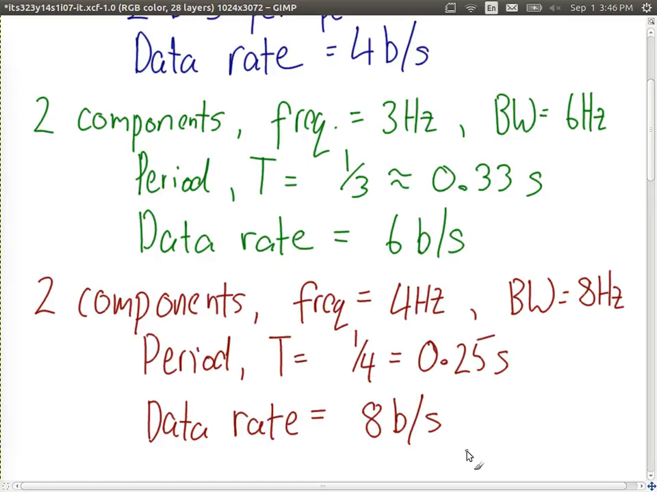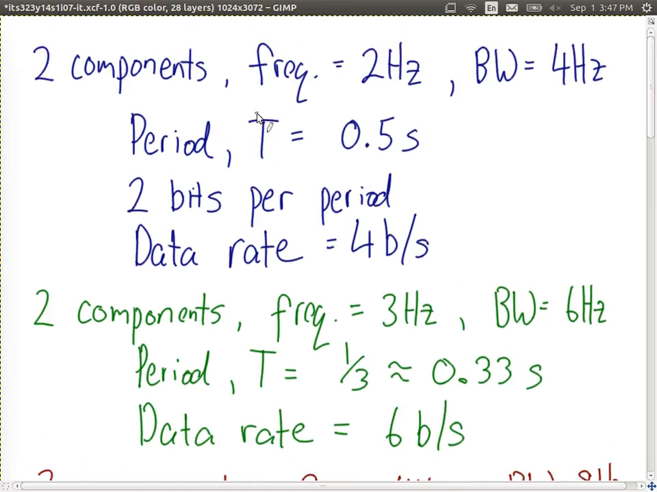What do you learn so far from these three signals? What trends can you observe? How do you get a high data rate? The first observation: all three had two components. So it's the same equation, one sine component plus a second, just different parameters in the sine functions.